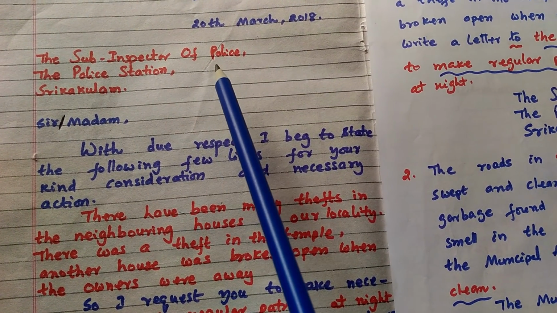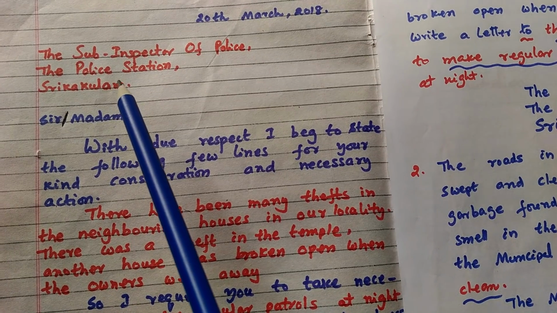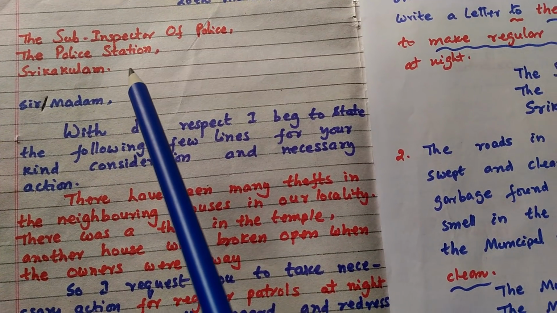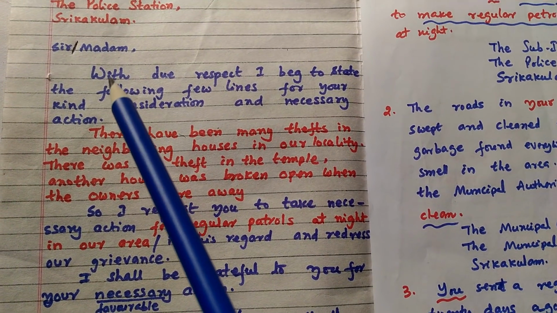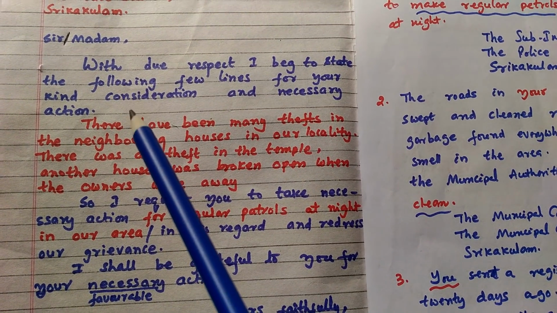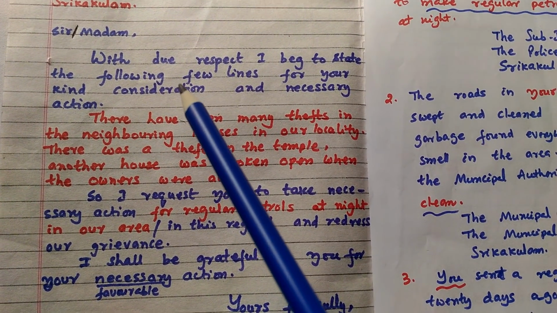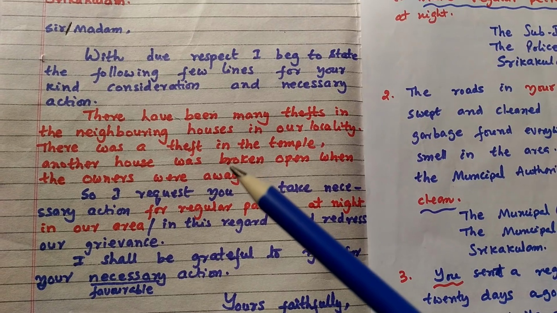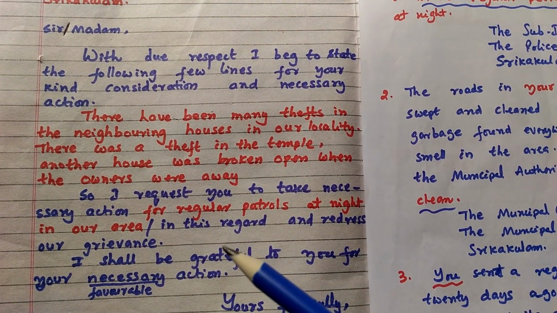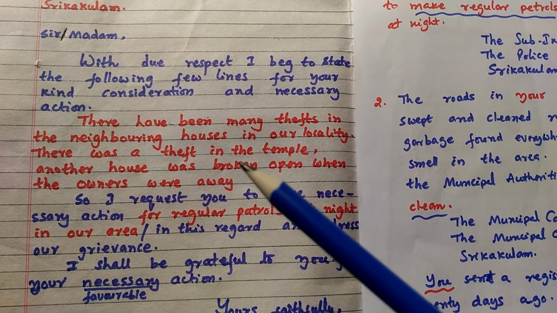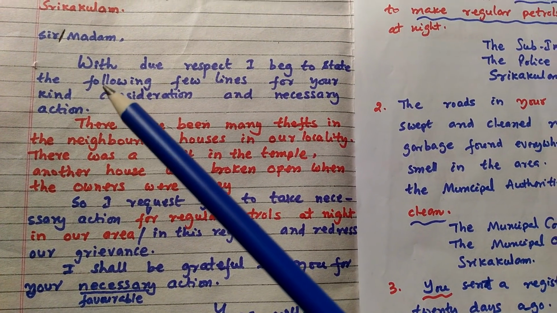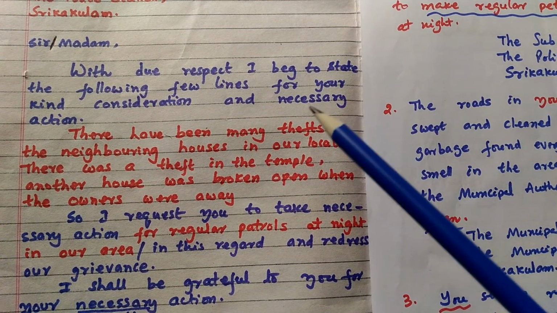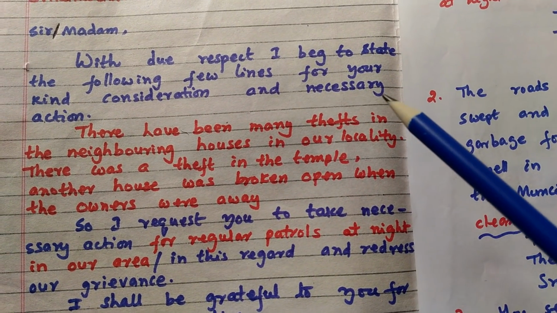The Sub Inspector of Police, and then we have to write the office name, the Police Station, and the place name, Srikakulam. You have to write on your own, and then immediately after the salutation, we have to write this body of letter. You have to learn these by heart. The blue marked sentences and phrases are to be learned by heart, and for any other complaint you have to write only these two things, making necessary changes in the information given in the question. For example, first one: with due respect, I beg to state the following few lines for your kind consideration and necessary action.